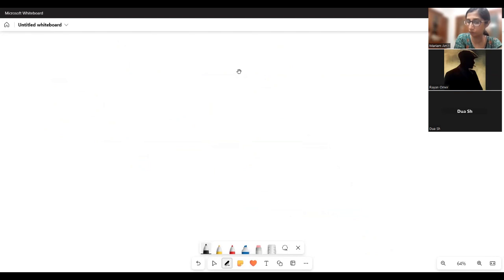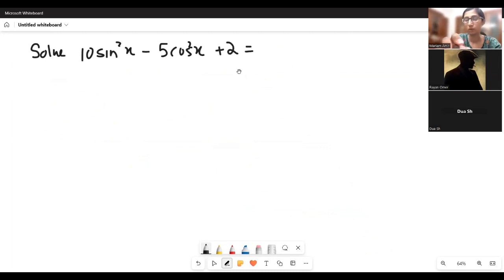Okay. So it is: solve 10 sine squared x minus 5 cos squared x plus 2 equals 4 sine x. Domain is the same, between 0 and 360. Now the problem with this equation is it has a cos term as well as sine terms. It should have either a sine term or a cos term, so that we can say let sine x equal y or let cos x equal y and get a quadratic equation.